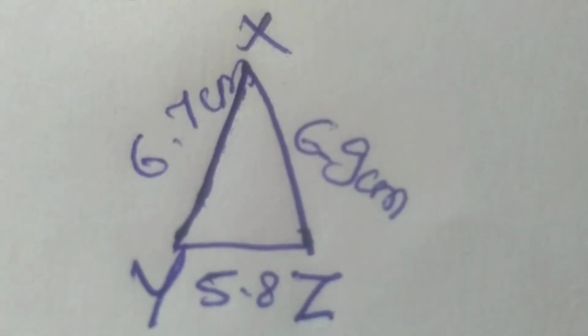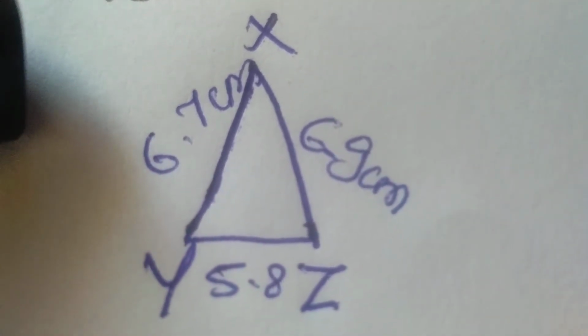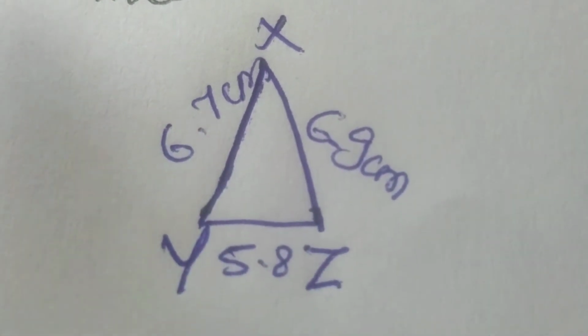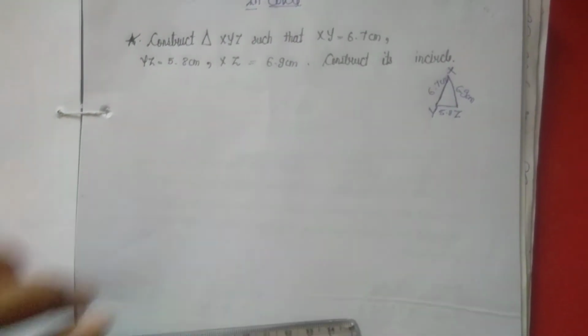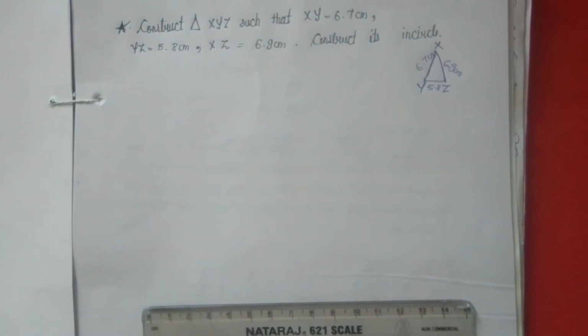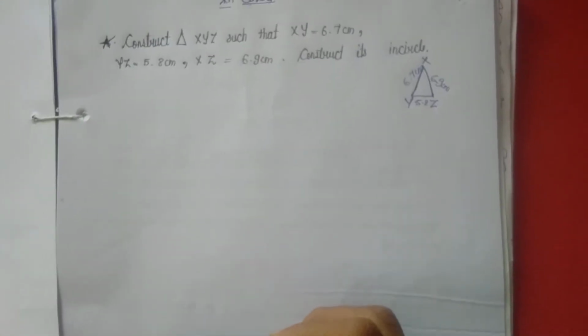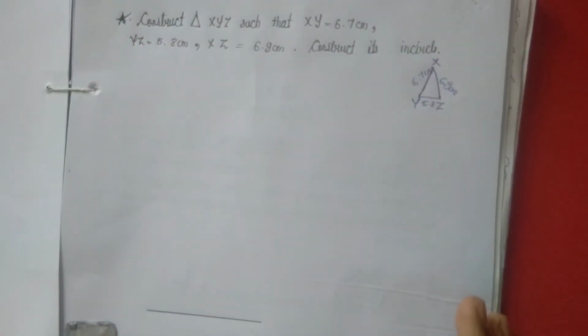Let's start. In the corner we have drawn a rough figure. You can also draw it. First we have to take a scale, and here YZ is equal to 5.8 centimeter. We will draw it. Where is my pencil? Yeah, it is here. Now 5.8 centimeter will come here.